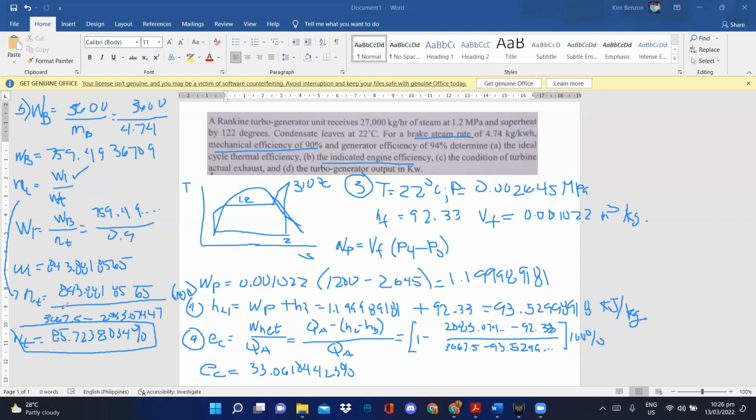So that is your indicated engine efficiency, your NI, not your thermal efficiency. Okay, NI ito, kasi ito ay indicated work. Okay, so burahin natin ito.